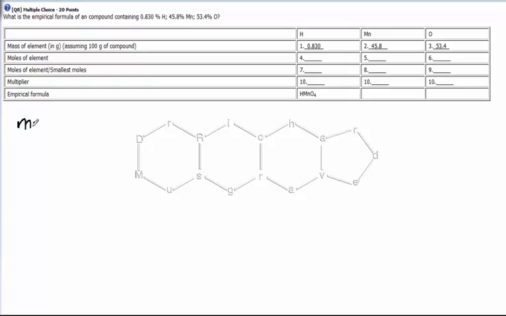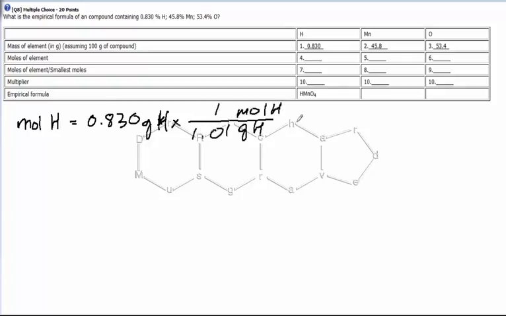So the number of moles for hydrogen first would be 0.830 grams times, well, it's hydrogen. Grams of hydrogen will be on the bottom to cancel out, moles of hydrogen on top. 1 mole, 1.01 grams of hydrogen, so we're going to end up there with 0.823 moles of hydrogen.